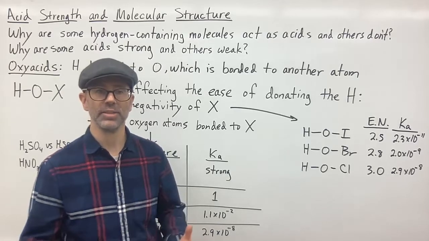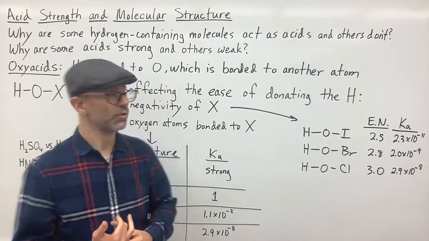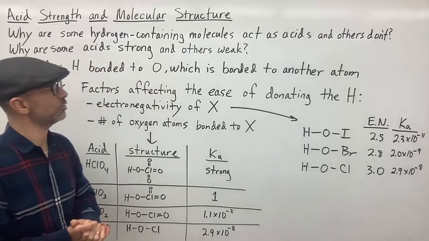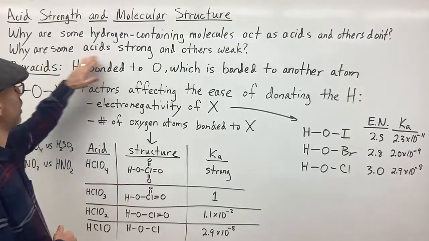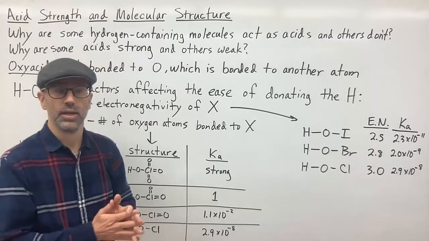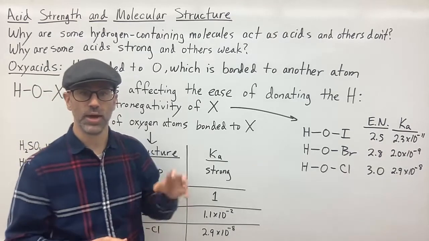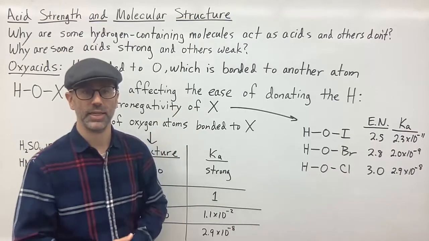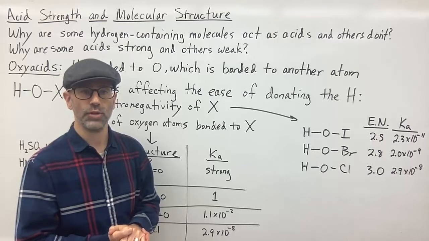So again, let's remind ourselves what the questions are. The first question is, why do some hydrogen containing molecules act as acids and others don't? Or why are some acids strong and others weak? In the last video we went over binary acids, where you have hydrogen and one other element bonded together, so you have only two elements. In this video, we're going to go over the oxyacids.